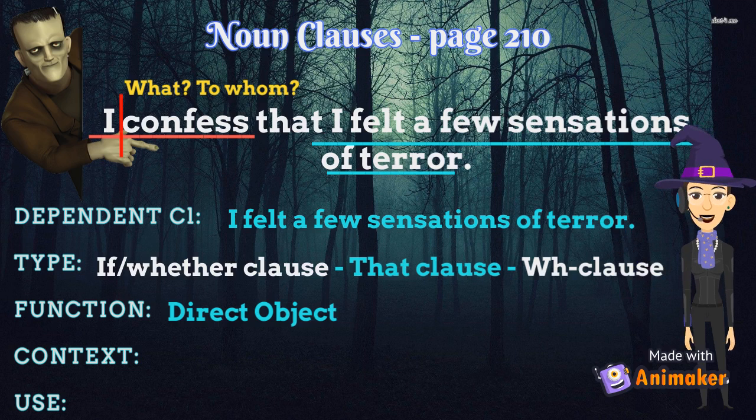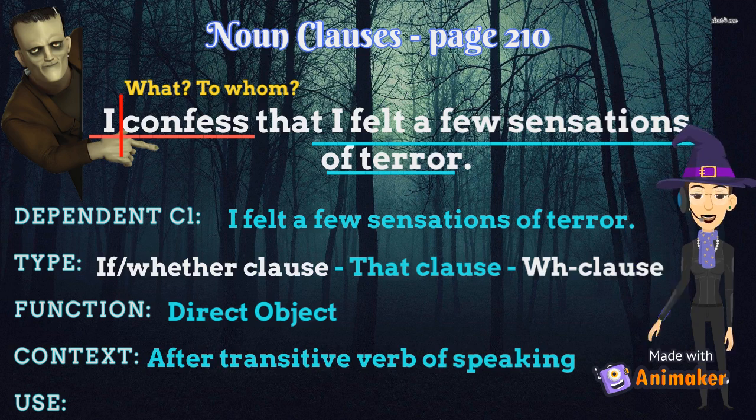So, our context would be after a transitive verb of speaking, because confess implies telling something. Finally, we need to know whether our sentence asks for information, reports something, or states something. This sentence neither asks for information nor reports something that someone else said, so the use would be a statement.